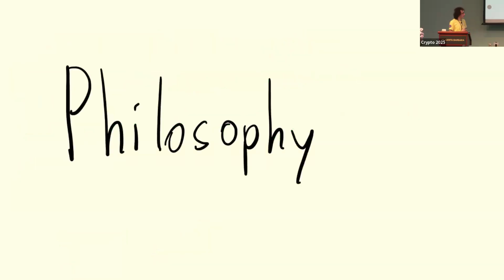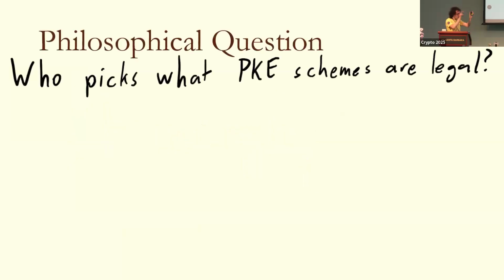Okay. So I'm going to talk briefly about philosophy. The main philosophical question I want to talk about before we get into the actual results is: who actually picks what public key encryption schemes are legal? I'm going to define 3 nations that have various different governments, and various different parties will decide what public key encryption schemes are legal, and we'll talk about what types of protocols make sense for each of these worlds.